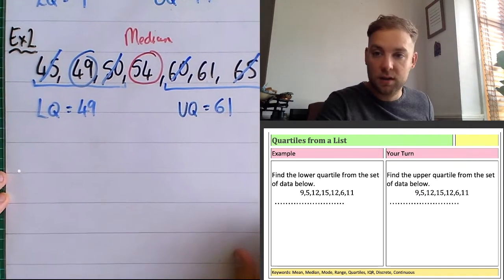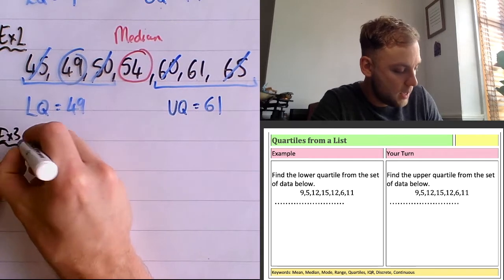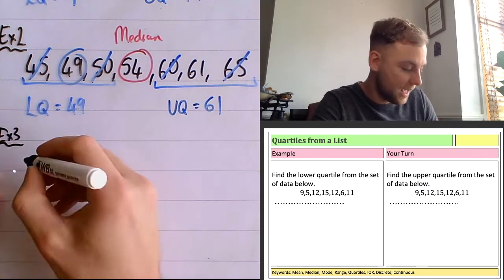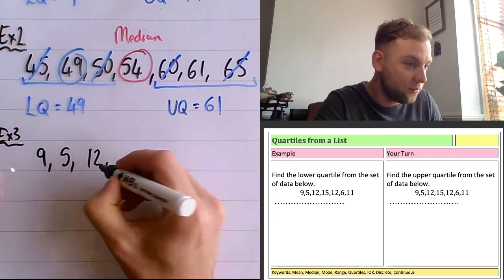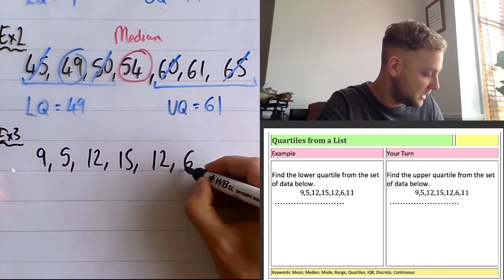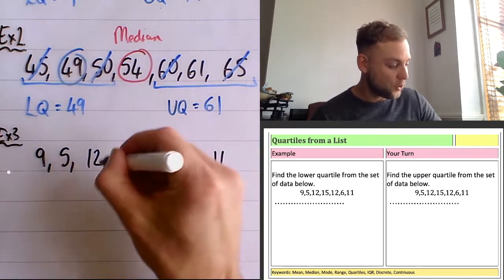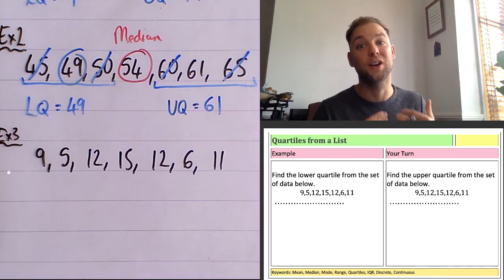So here we've got example 3. Let's write these numbers down. It's asking for the lower quartile and the upper quartile again. So it's going to be 9, 5, 12, 15, 12, 6, and 11. So what do we notice straight away with this? Now, if you circle that one there as the median, you're going to get it wrong. And why are you going to get it wrong? Because these aren't in order.